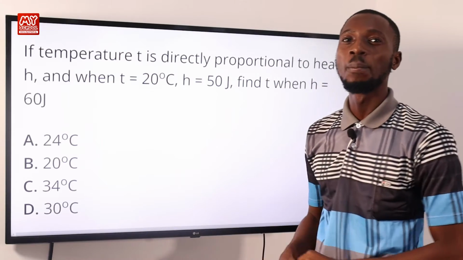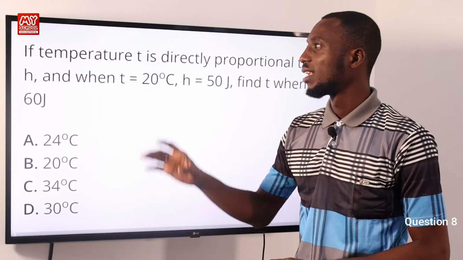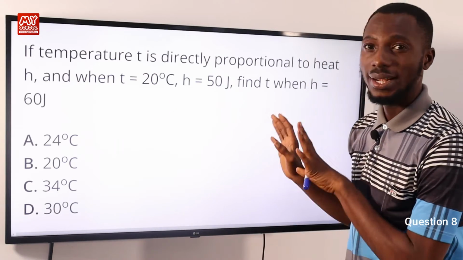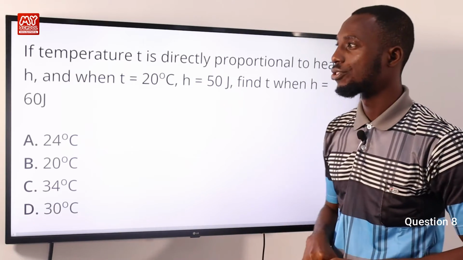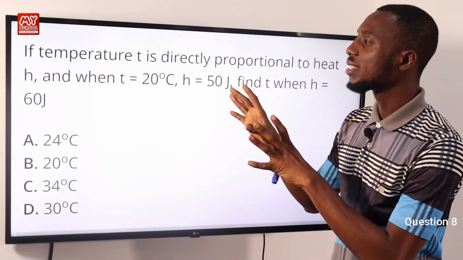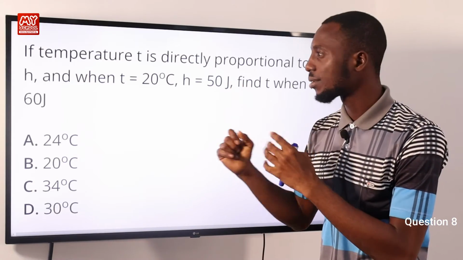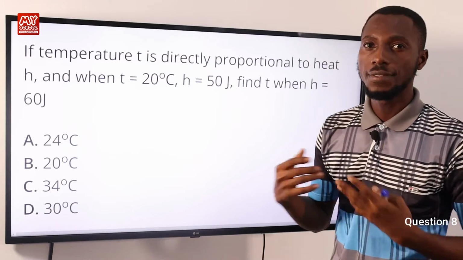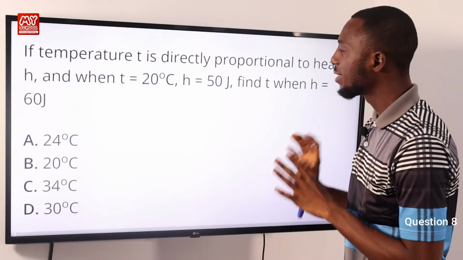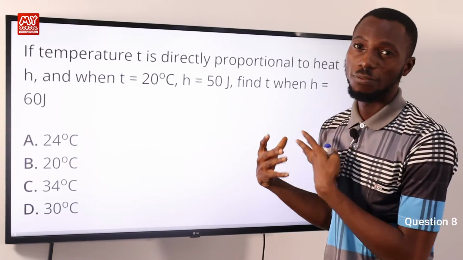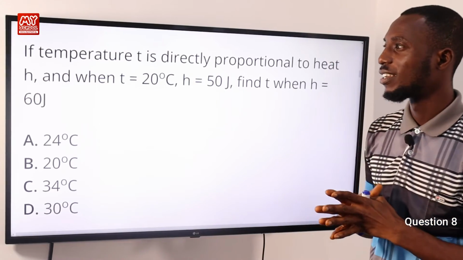So join me as we tackle question 8. If temperature T is directly proportional to heat H, and when T equals 20 degrees Celsius, H equals 50 joules, find T when H for heat equals 60 joules.